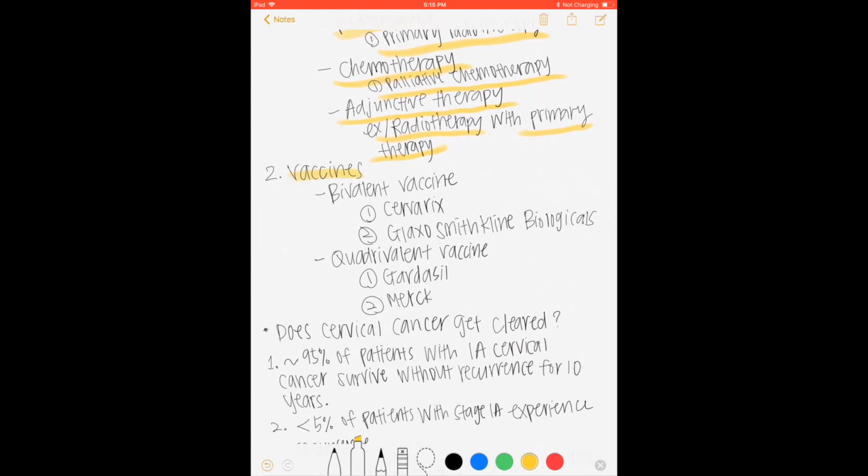There are also vaccines which can prevent cervical cancer beforehand. These vaccines aim to prevent infection from HPV type 16 and 18 since these two types are most carcinogenic and are responsible for the majority of cervical cancers. And they also have long-term efficacy and safety. The first vaccine is the bivalent vaccine, which is Cervarix from GlaxoSmithKline Biologicals.